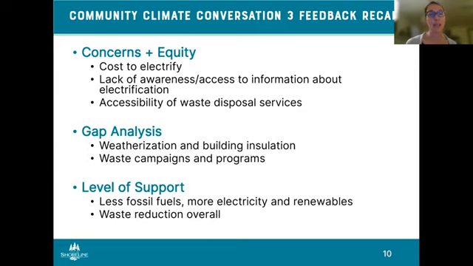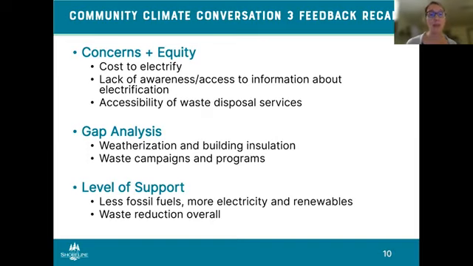Gaps in the draft action list were identified, including a need for actions related to weatherization and building insulation, as well as actions implementing waste campaigns and programs, such as potential partnerships with entities like Gridwell or promoting the food waste reduction app called Too Good to Go.